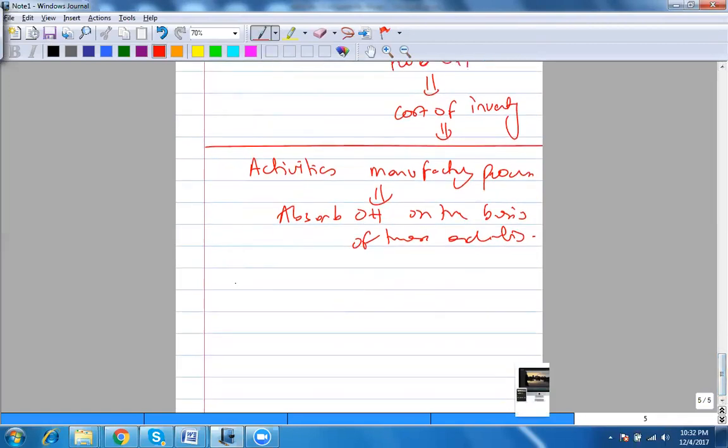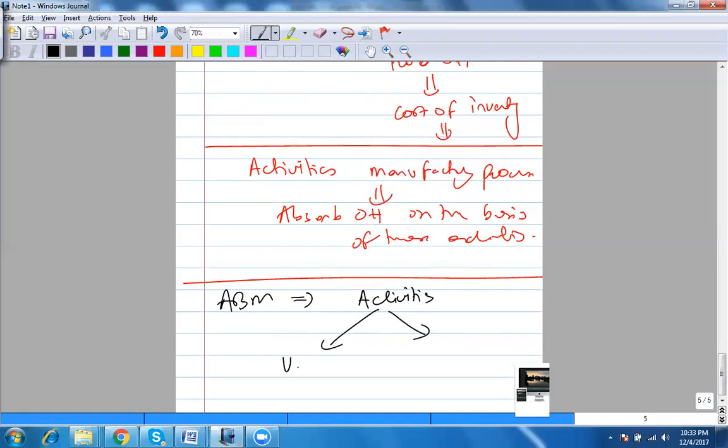Now, what is activity-based management? Activity-based management is a technique which is usually applied in an organization which follows activity-based costing. What happens under activity-based management? It involves an entity splitting its activities into value-adding and non-value-adding activities.